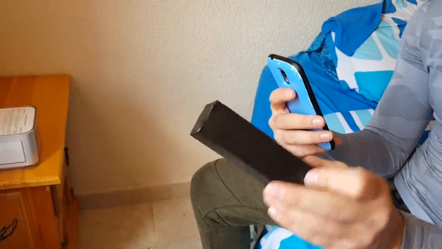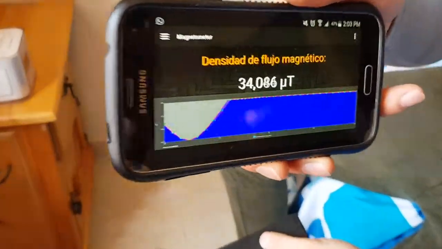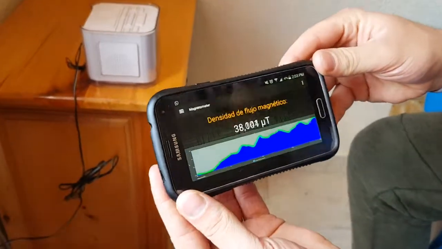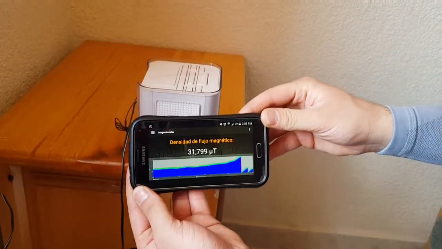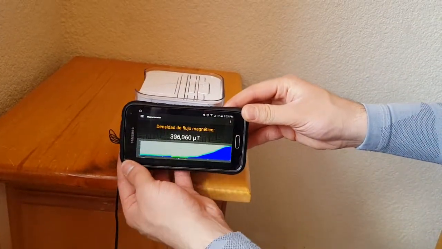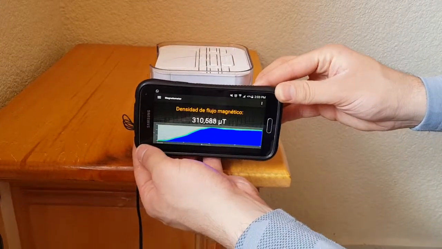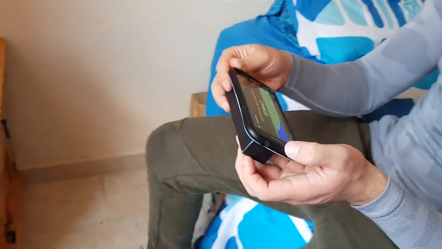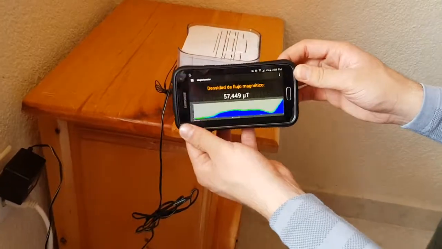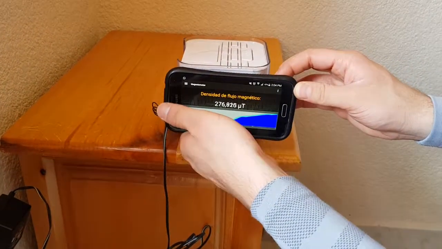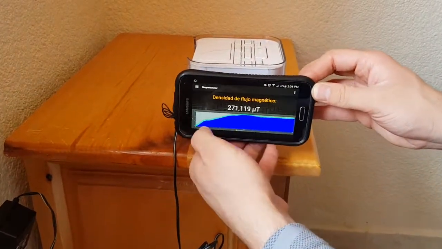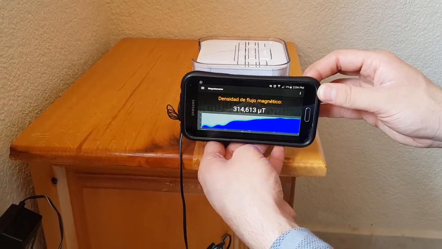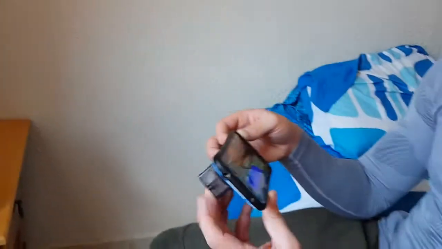This is gonna be our distance. In the cell phone we have the magnetometer. And now we're gonna put it closer to my clock, my alarm. So it had like 3,000, I think so. 3,000. 300,000. Perfect.